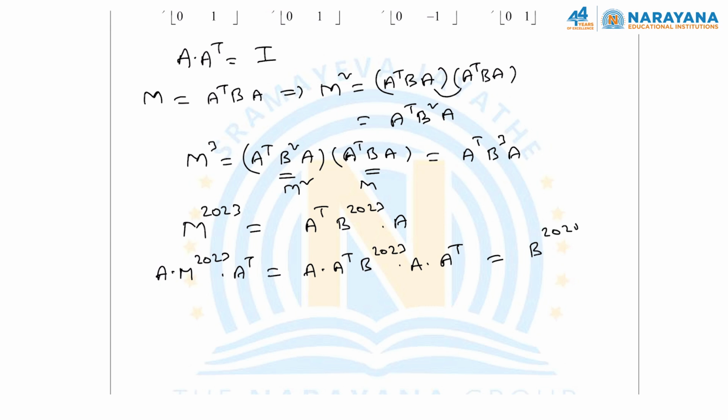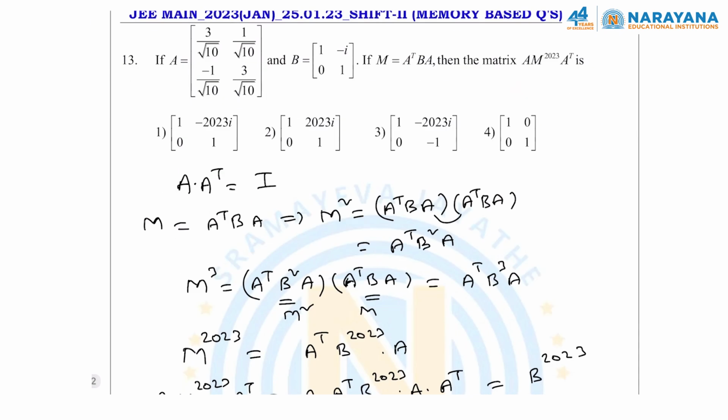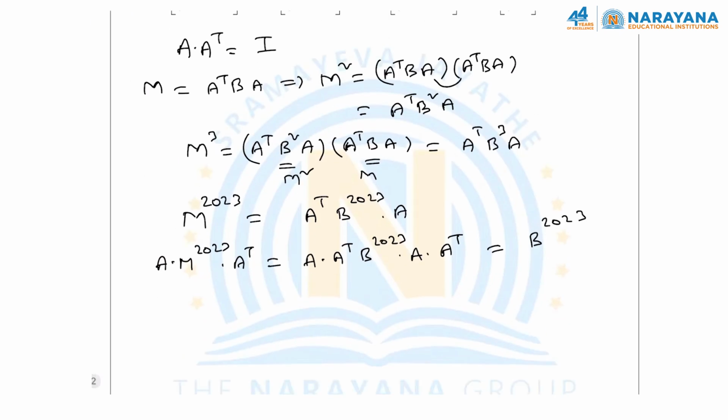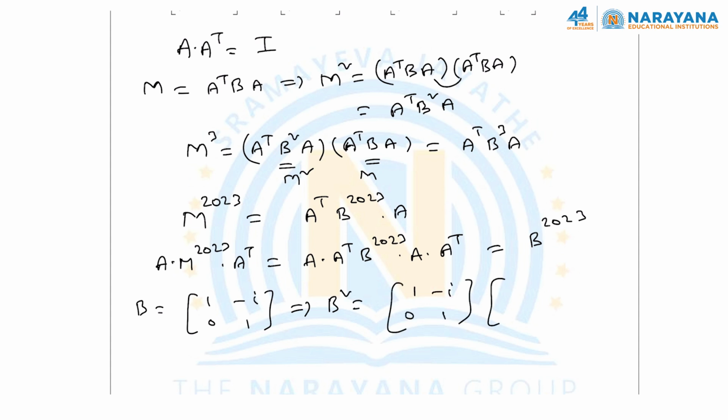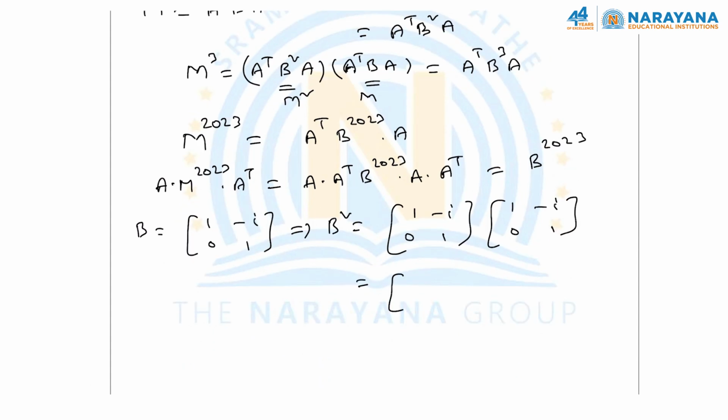Now we have to see powers of B. What is B? B is [1, minus i; 0, 1]. This implies what will be B square? [1, minus i; 0, 1] times [1, minus i; 0, 1]. So if you simplify this, what we are getting? 1, minus i minus i which is minus 2i, 0, then 1. So B square, you got this.